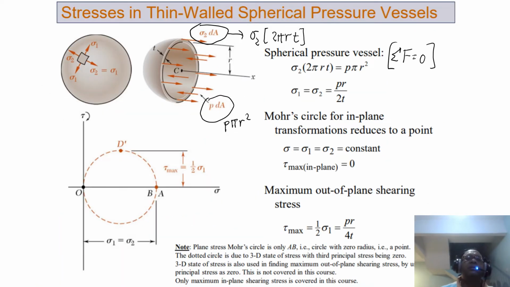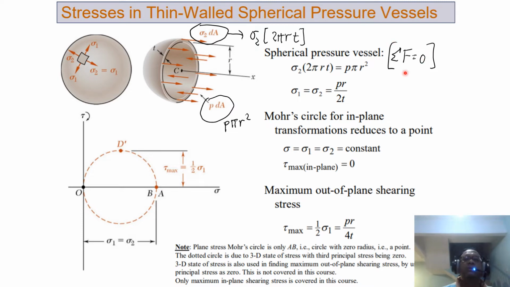The next one is where we want to cover the stresses in thin wall spherical pressure vessels. There are just two shapes that we have considered now, the cylindrical and the spherical pressure vessels. For the spherical pressure vessels, we also have the hoop stress, but we don't have the longitudinal stress. Even in the longitudinal direction, it's still considered as hoop stress.